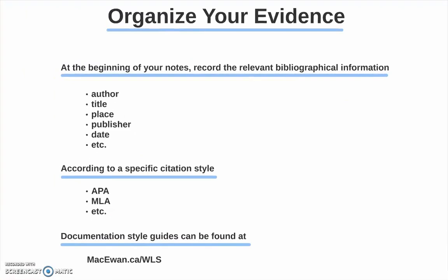Here's one method you can use to stay organized throughout the research process and maximize your effort. At the beginning of your notes, record the bibliographical information for the source: author, title, place, publisher, date, and so on. The information you collect will be according to a specific citation style, such as APA or MLA, and it will depend on the type of source you're using. To see what information you should be recording for different types of sources, consult Writing and Learning Services documentation style guides, which can be found at mcewen.ca/WLS.